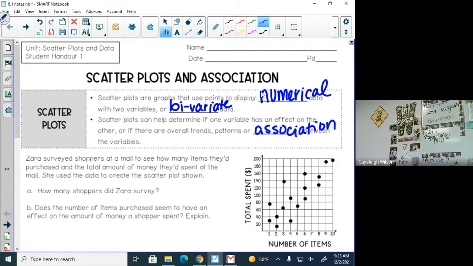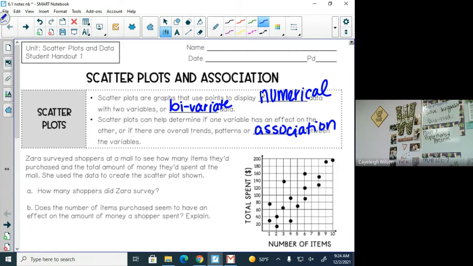Okay, so the first part says, Zara surveyed shoppers at a mall to see how many items they purchased and the total amount of money they spent at the mall. She used the data to create the scatter plot shown. So it says, how many shoppers did Zara survey? Does anybody have any ideas on how I can figure out how many shoppers she surveyed, Karen?